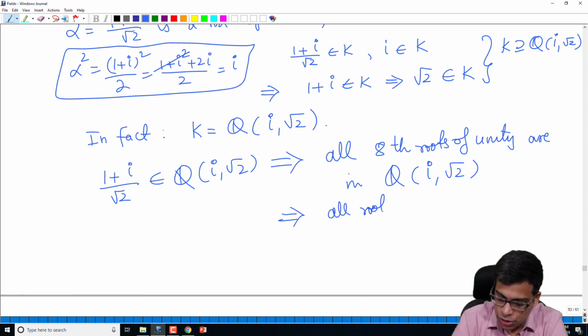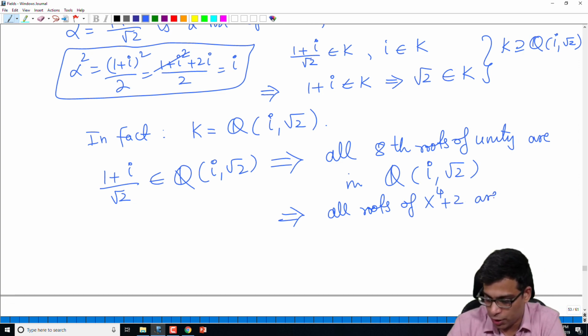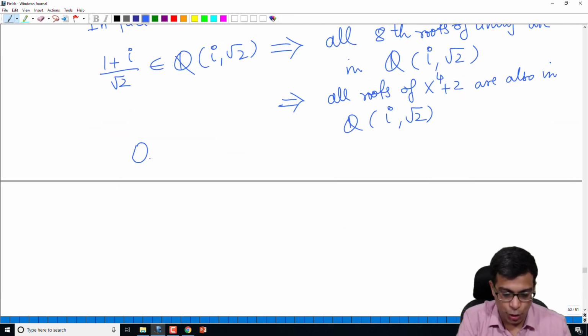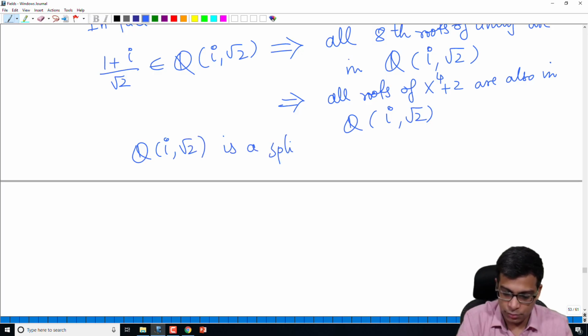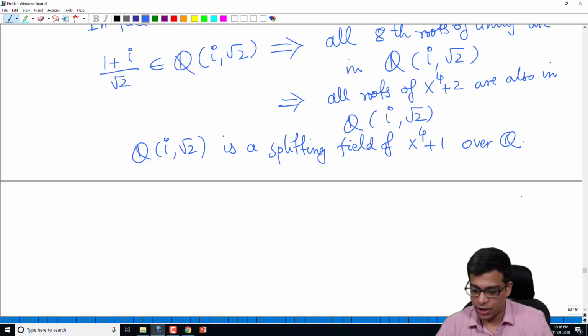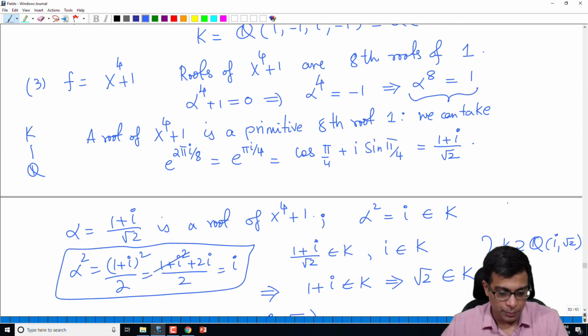That means all roots of x power 4 plus 1 are also in Q adjoined i comma root 2. Okay, so that means Q adjoined i comma root 2 is a splitting field of x power 4 plus 1 over Q.